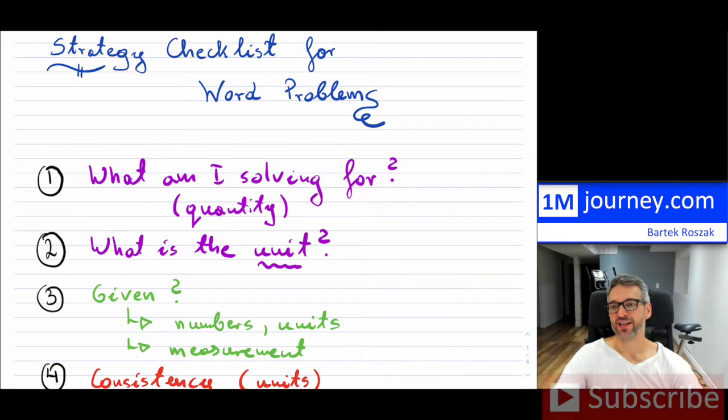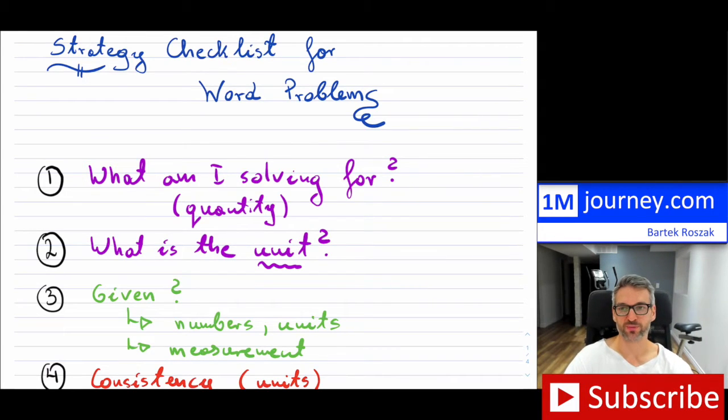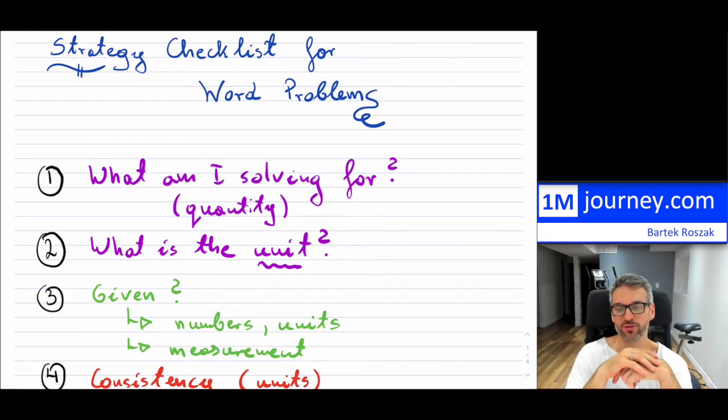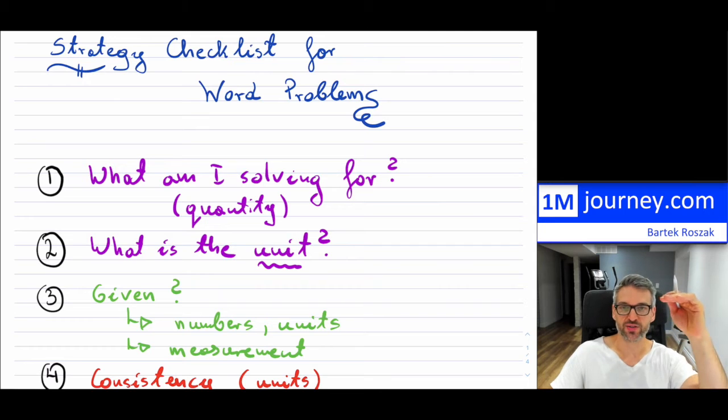All right, so strategy checklist for word problems. In this video, what I want to do is go over the strategy checklist, which I introduced in a video called Introduction to Solving Word Problems. I'll put up a link up above in case you want to watch it before. It might be useful. In that video, I introduced a strategy, a kind of checklist of steps, things to think about as you are solving a word problem. So I'm going to take that checklist and apply it to an actual word problem.